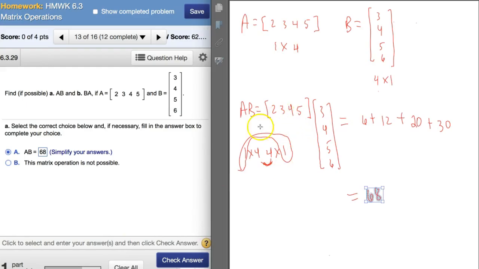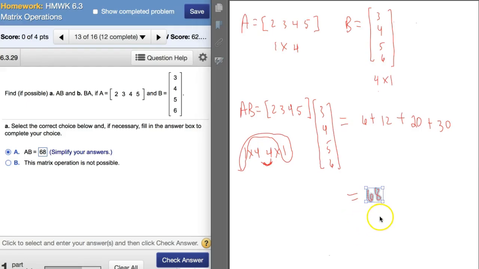So let's investigate. So 2 times 3 is 6. 4 times 3 is 12. 4 times 5 is 20. And 5 times 6 is 30. And if we add that up, 50 plus 12 is 62. 62 plus 6 is 68. So I don't know what happened there. So we need to look a little further.